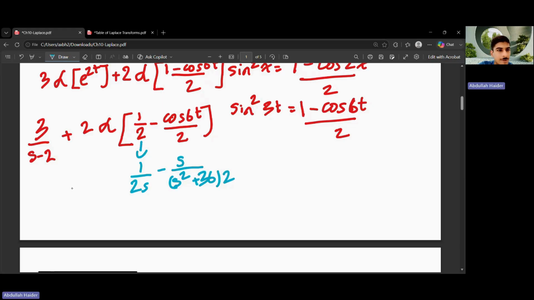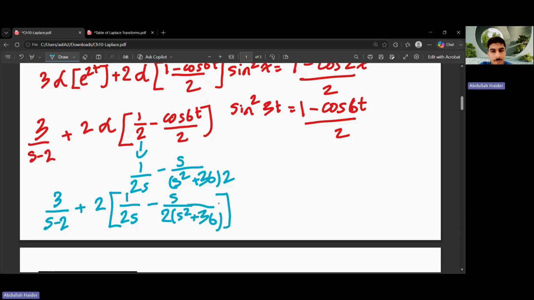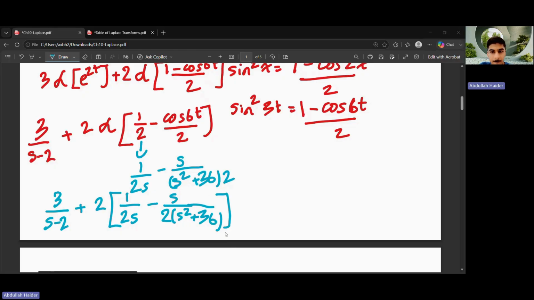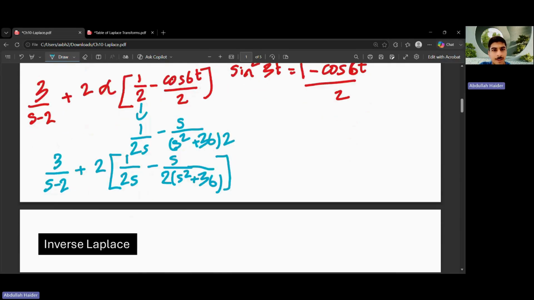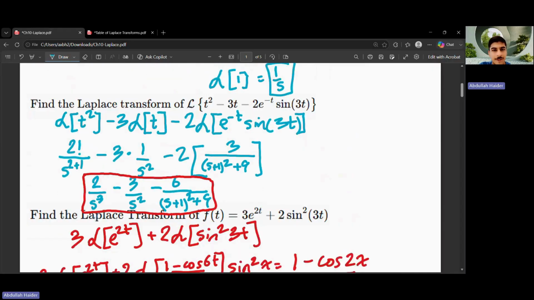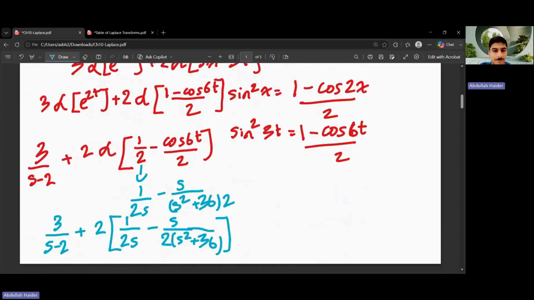So in the end, our answer is going to be 3 over s minus 2 plus, you can keep the 2 out, 2 times 1 over 2s minus s over s squared plus 36. This is your final Laplace. This is basically your final answer. You can multiply by 2 inside if you want. So as I did for these two parts, you can use this table to find the Laplace transform very easily.